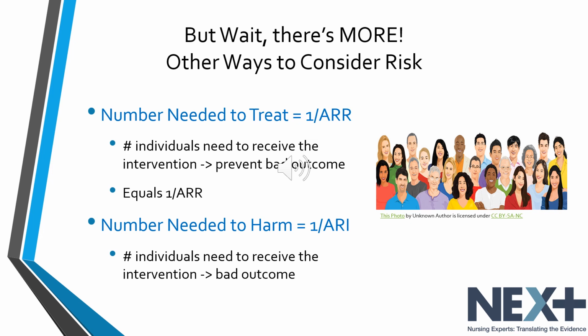Number needed to harm is the number of individuals who need to be treated for one individual to be harmed. That might mean negative side effects. If the number needed to harm is 65, for every 65 individuals receiving the treatment, one will be harmed. We want our interventions to have lower numbers needed to treat and higher numbers needed to harm.